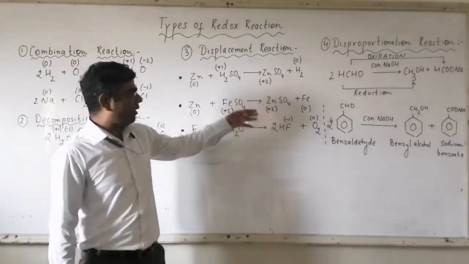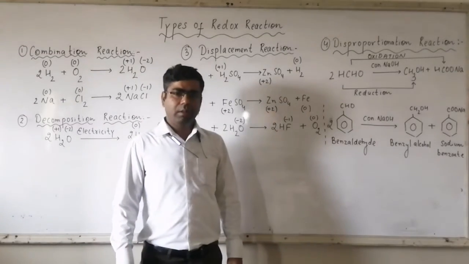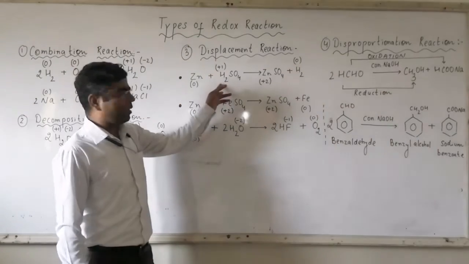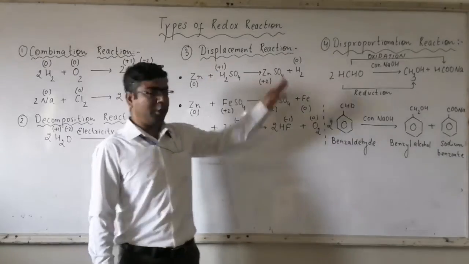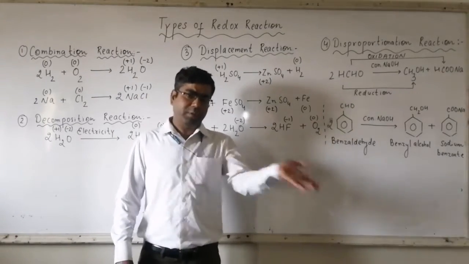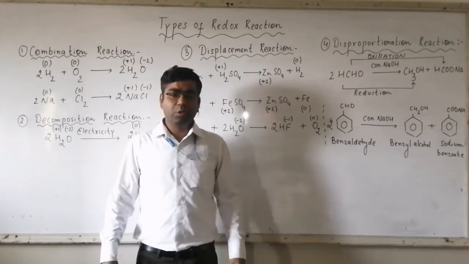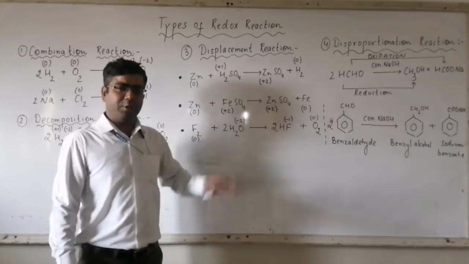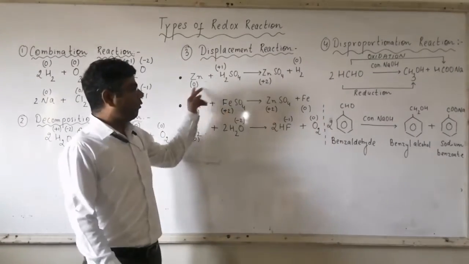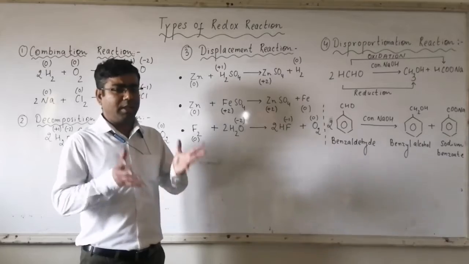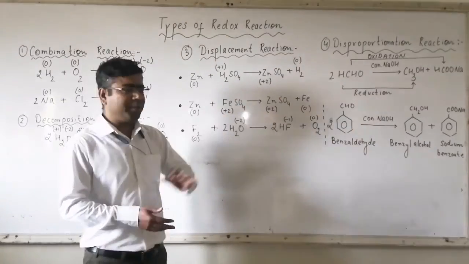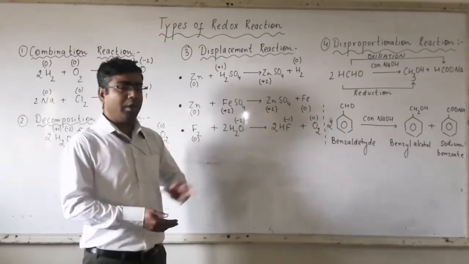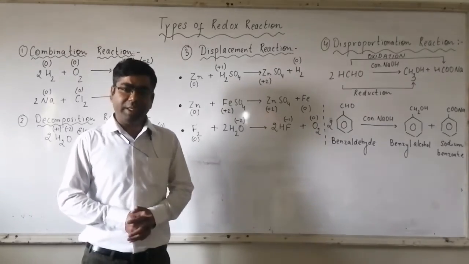And when H2SO4 gets converted to H2, the oxidation state of hydrogen gets converted from +1 to 0. Decrease is there. So this is called reduction of hydrogen. So zinc when forms zinc sulfate, it is called oxidation of zinc, and H2SO4 when forms H2, it is called reduction of hydrogen. So it's a type of redox reaction.